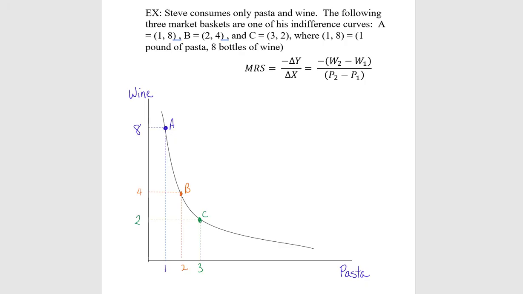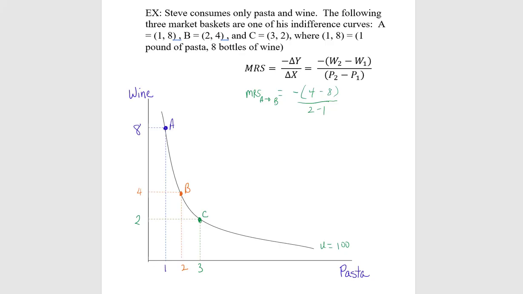This black line that I've drawn between the points is considered his utility curve. And we can just say the utility is 100. At every point along this line, he's equally happy and he gets 100 utils of happiness. Let's start by calculating the marginal rate of substitution between points A and B. So we're talking about the change from point A to B in y over the change in x. Where did we end up in terms of wine? 4. Where did we start out? We started out at 8 units. We ended up with 2 units of pasta, and we started at 1.